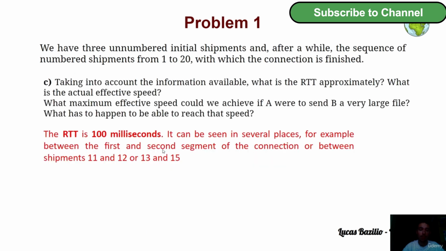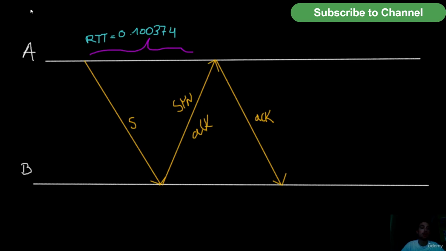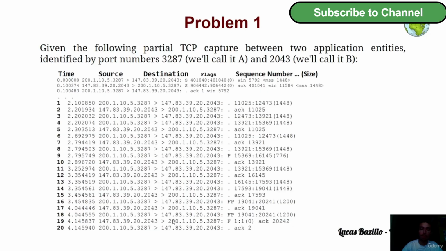So the round trip time is about 100 milliseconds. Keep in mind that since this value is in seconds, we need to multiply by 1000 to get the milliseconds. So this gives us around 100.374 milliseconds, and here we forget about this 0. This is the approximate value in milliseconds. If we leave it like this, it is the value in seconds, because remember, in this time column of the tcpdump, the value is in seconds.